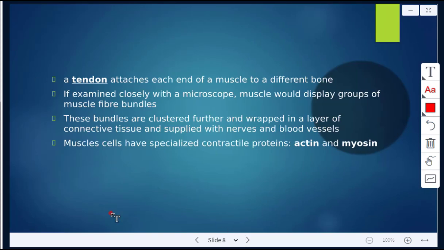Like I said, a tendon attaches each end of a muscle to a different bone. Like we saw before in the previous diagram, muscle displays groups of muscle fiber bundles. These bundles are clustered further, wrapped in a layer of connective tissue, and supplied with nerves and blood vessels. And muscle cells have specialized contractile proteins called actin and myosin.